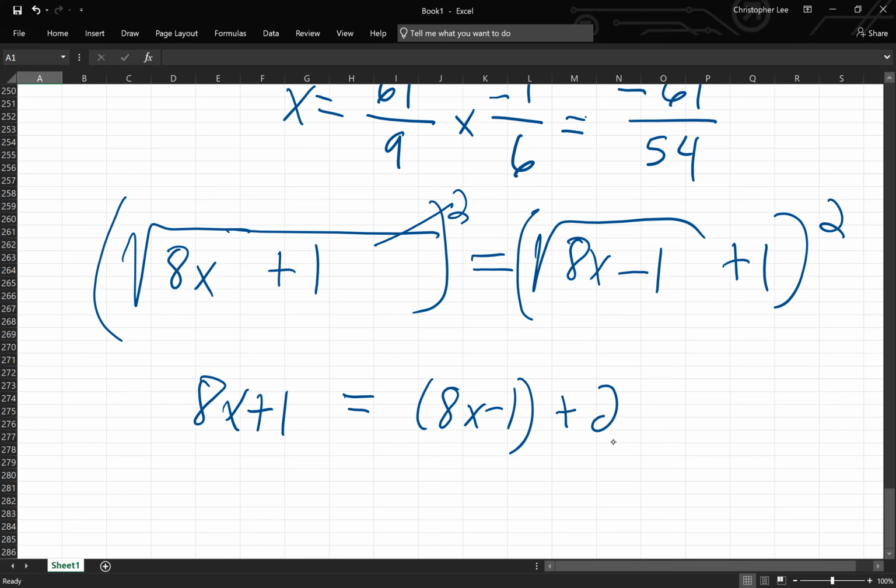Plus 2 square root 8x minus 1. And then plus 1. That should do it. Pretty much just solve for x at that point.